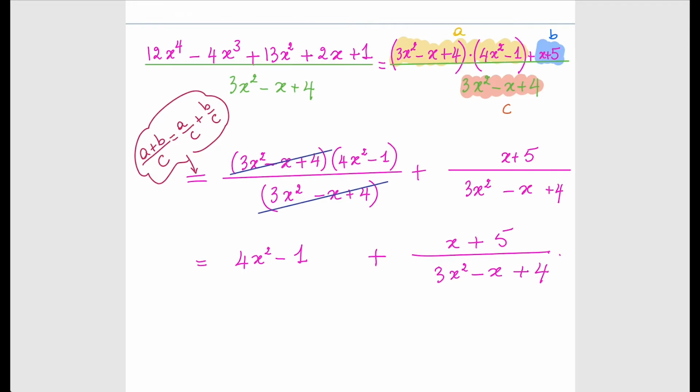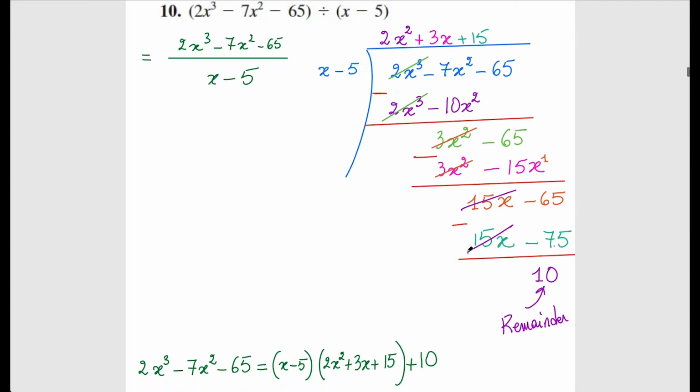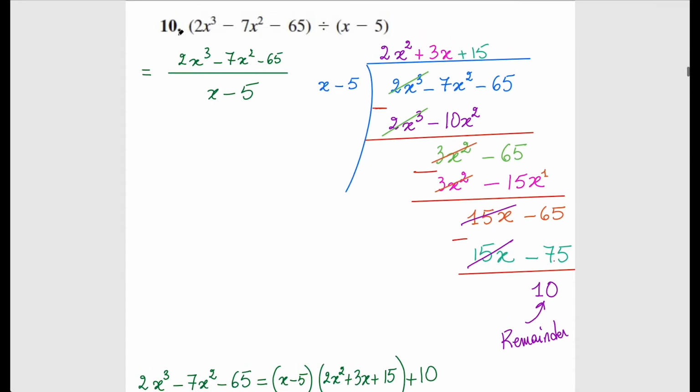Alright. Let's now make the following observation. Let me take you back to number 10 and ask you the following question. Let's call this guy P of x. And let me ask you to find, so this is like an addendum, right? So find P of 5.